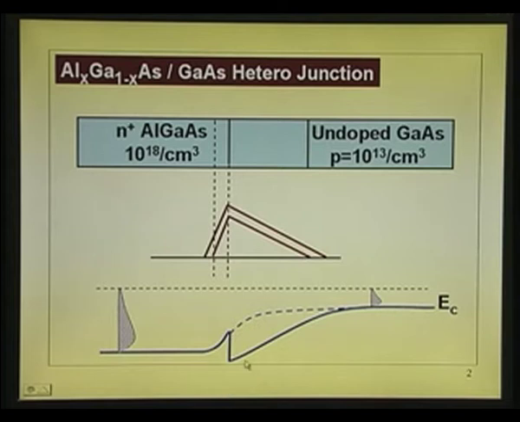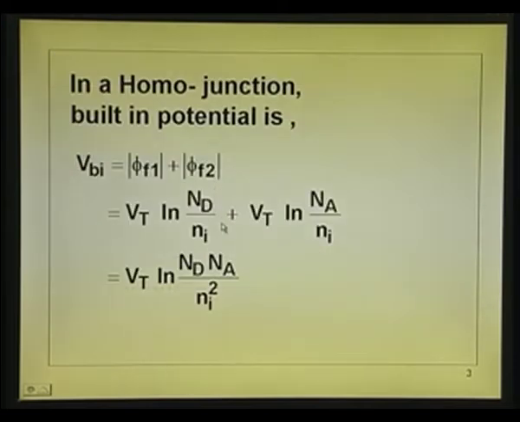the built-in potential across the junction, thermal equilibrium condition, is VBI, which is given by this formula, Vt log Nd by Ni. If the materials are same and no notch, you would have got Vt log Nd by Ni, that is the difference between the Fermi level and the intrinsic level, and this is in the P region. Total built-in potential would be equal to Vt logarithm of Nd into Na by Ni squared. So, depending upon relative magnitudes of the doping concentrations, you have the built-in potential.